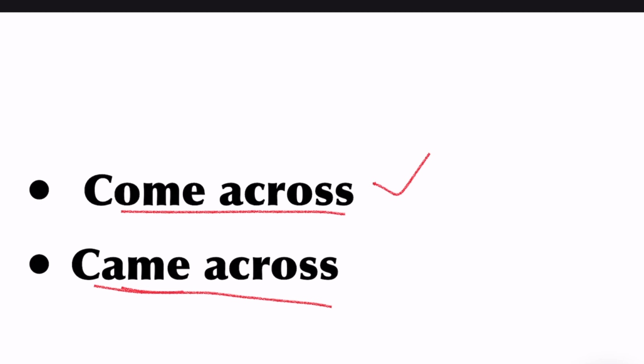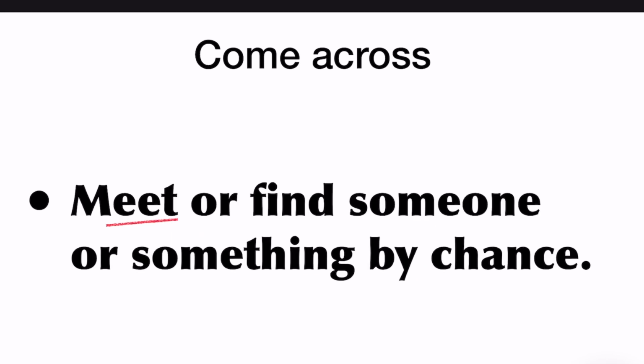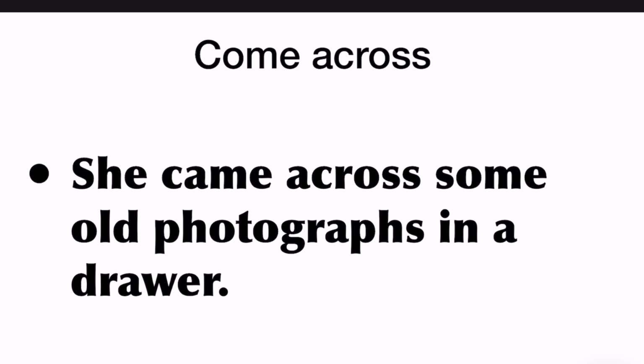What is the meaning of the word come across? Come across means find unexpectedly. Meet or find someone or something by chance. Example sentence: she came across some old photographs in a drawer. It means while she was cleaning the drawer, she found some old photographs unexpectedly.